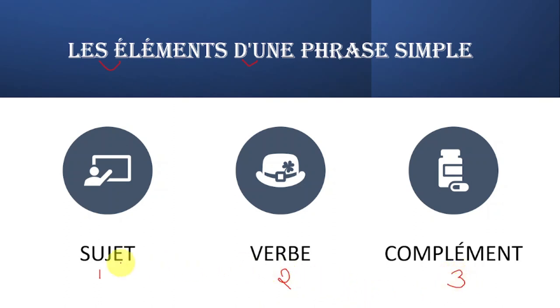So the subject sometimes can change, okay? Sometimes it can be here at the end too. So it depends how we use it, okay? So les éléments d'une phrase simple. So the elements of a simple sentence, okay? So we have the subject, the verb, and the complement, okay?